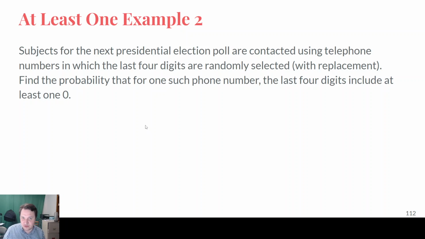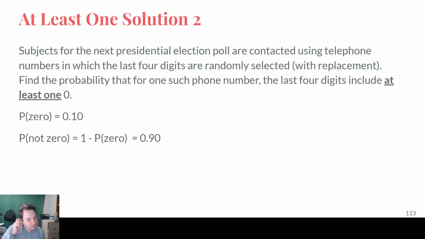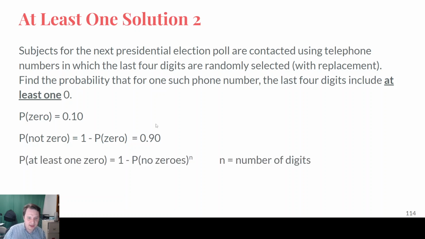Now, it's important to realize that there's 10 digits for a number: 0, 1, 2, 3, 4, 5, 6, 7, 8, 9. So there's 10 possible digits. And so the probability of 0 is 1 in 10, and the probability of it not being 0 is 0.90. What we want to calculate is the probability of at least 1 zero. That's really hard to calculate, and so instead we do 1 minus the probability of no zeros. And this exponent, as I explained in the previous example, is the number of digits you have. And so it kind of simplifies the problem a little bit.